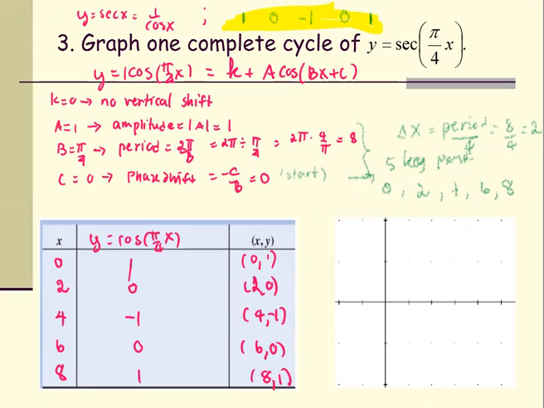The cosine and the secant are the reciprocals of each other. If the function value is 0 for the cosine, the secant is going to be undefined. That means the vertical asymptote occurs at the second and the fourth point. This one and this one, the vertical asymptote occurs.